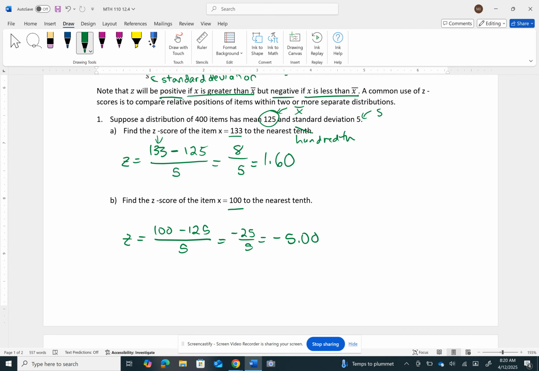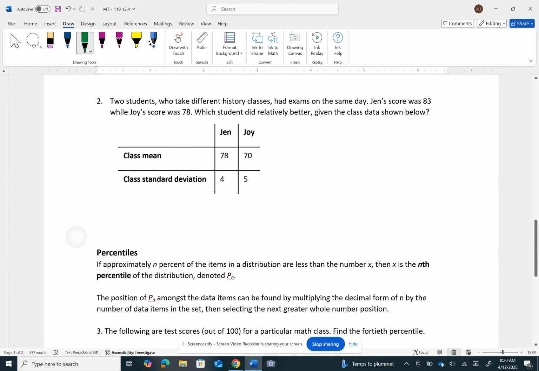Okay. All right, now over on this page, we're looking at a situation where these two students are in 2 different history classes that had exams on the same day. So Jen made a raw score of 83. Okay, so Jen's score, let me get that in here. Her raw score was an 83. Let me just put it above her name. And Joy's raw score on the test was a 78. The question is, which student did relatively better given the class data shown below?